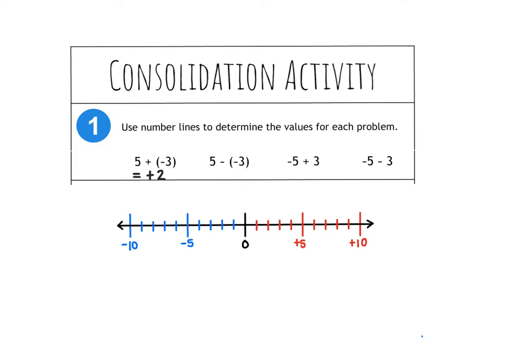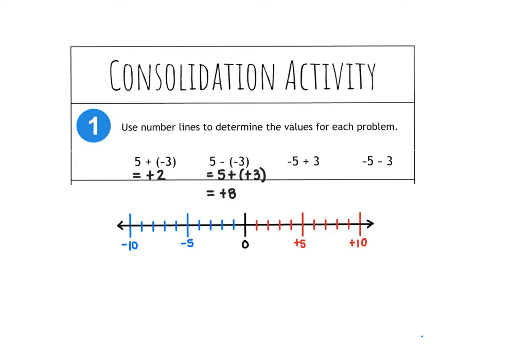In the second example, we'll again start at 5, but this time we're going to subtract a negative. Subtracting a negative is the same thing as adding a positive. So we're going to go to the right 3 spaces and end up at 8.